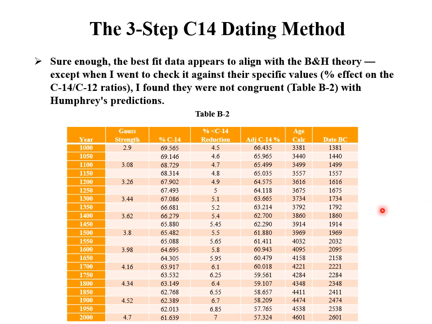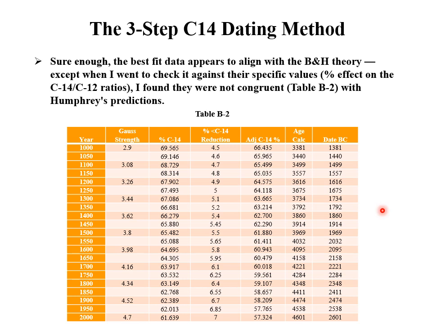Sure enough, the best fit data appears to align with the B&H theory, except when I went to check it against their specific values. Remember, he gave us specific values along that curve that they would be affected. The percent effect on the carbon 14 to carbon 12 ratios, I found they were not congruent. The other three items were spot on, but the actual percentage he was off. We can look at that.